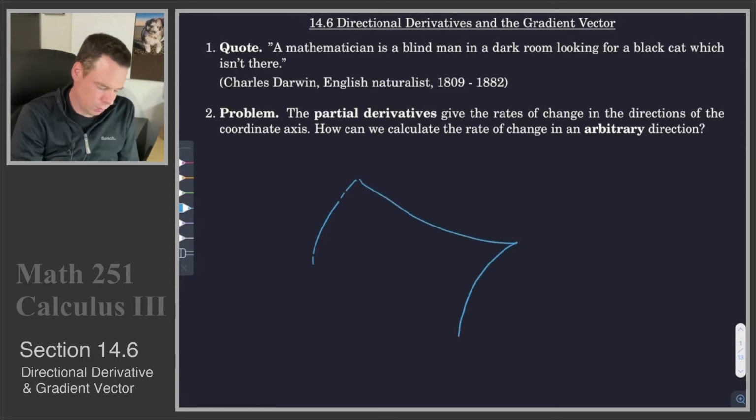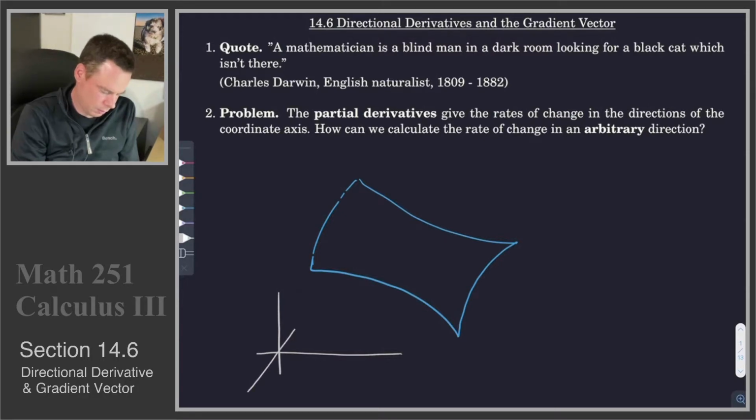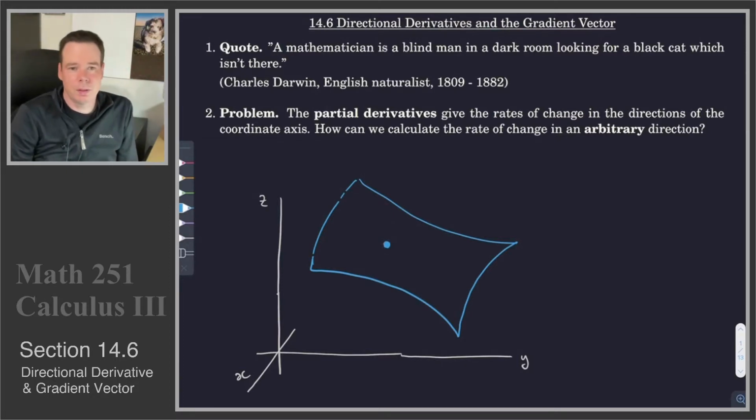So I'm going to imagine we've got some surface in space. So we've got our coordinate axes. Let's maybe extend this axis out. So x-axis, y-axis, and our z-axis. We've got a point on our surface. And we're interested in a couple of things at this point. So for example, what is the rate of change in the z value as we move in the x direction through this point?